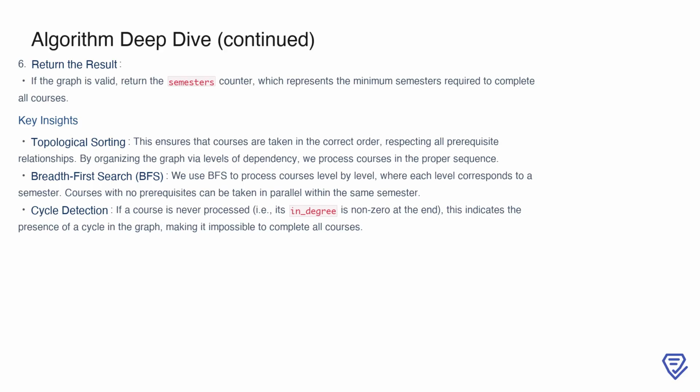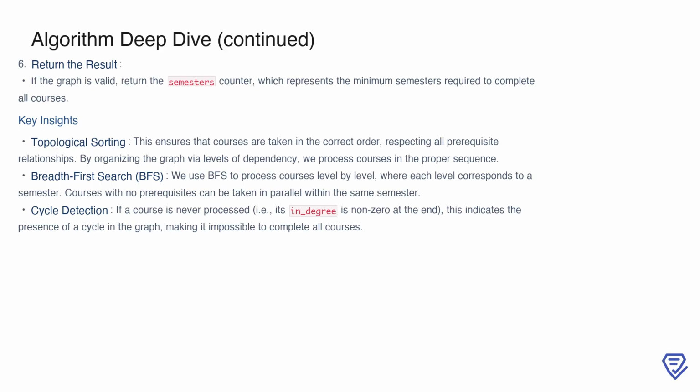A few key insights emerge from this approach. First, topological sorting is central to ensuring that courses are taken in the correct order, respecting all prerequisite relationships. By processing the graph level by level, we ensure that dependencies are handled systematically. Second, the use of BFS allows us to process courses in parallel within each level, which corresponds to a semester. This makes the approach both efficient and intuitive.